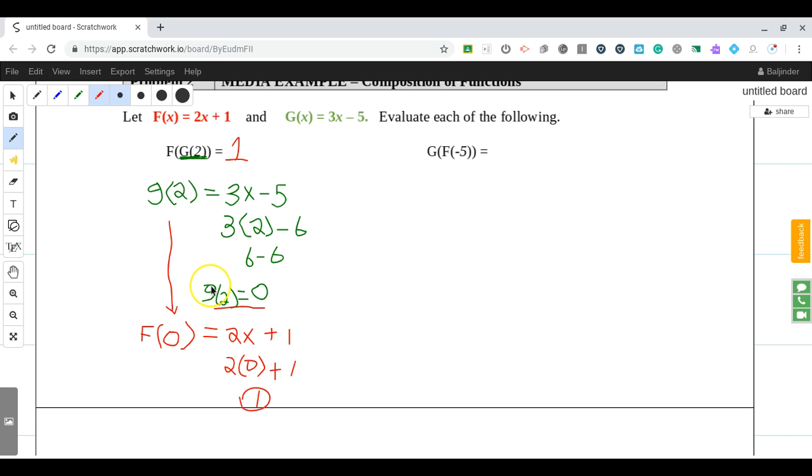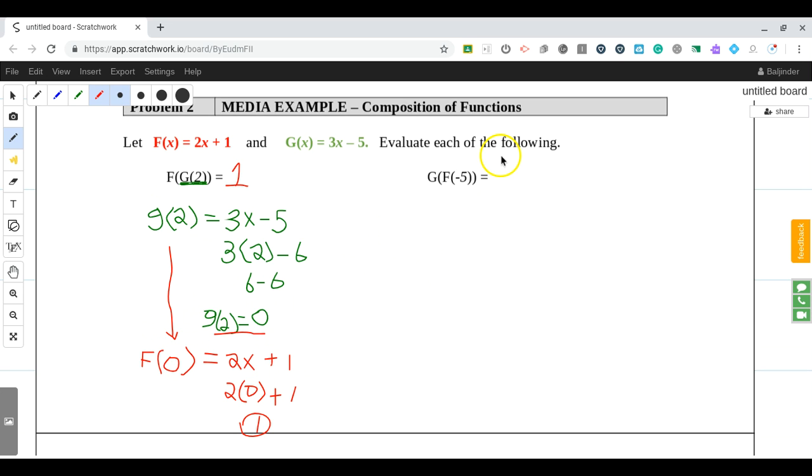Okay? Now take a look at the other example. But again, you can always go back and watch this video step by step. In this example, we're looking for g of f of negative 5. So first, if you just focused on g of f of negative 5, we can calculate f of negative 5 easily, right? Let's use the f function.